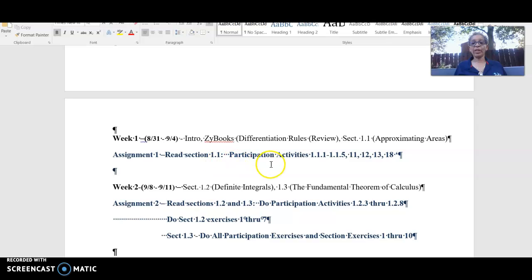So assignment 1, here's what you do. Go to participation activities. All right, so I'm going to talk more about this in the weekly video. So right now I'm going to go and make one for week 1.